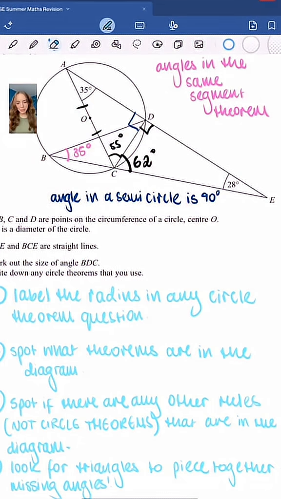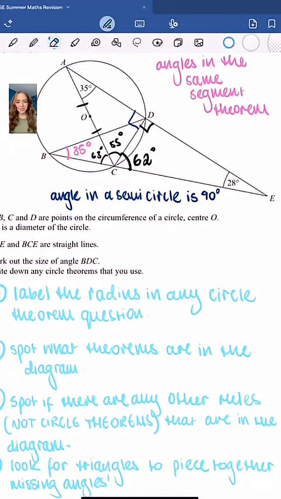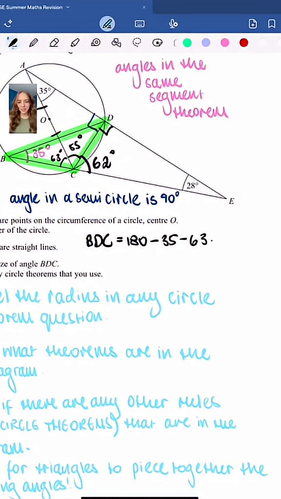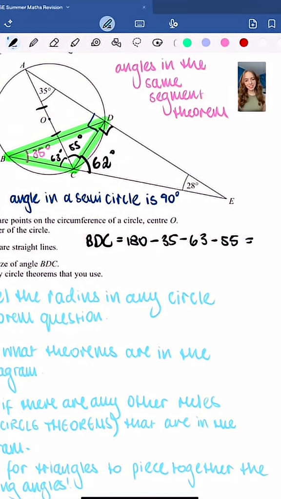Bringing it all together, BCE is a straight line, so we know that the angle BCA is going to be 63 degrees. Now, for the final step, we're bringing it all together. BDC is the angle we're looking for, and we can use that triangle to find the missing angle. The angle we're looking for is 27 degrees, and that's the answer to the question. This question is worth 4 marks, and now you know how to get 4 out of 4.